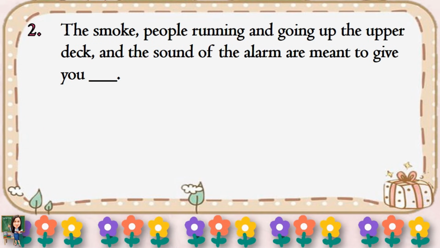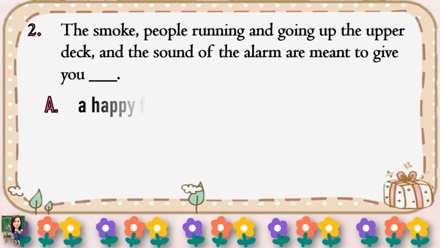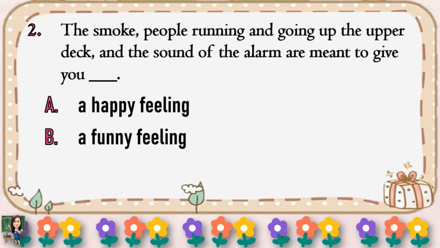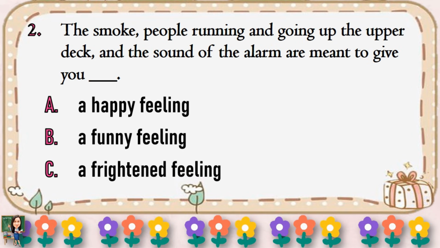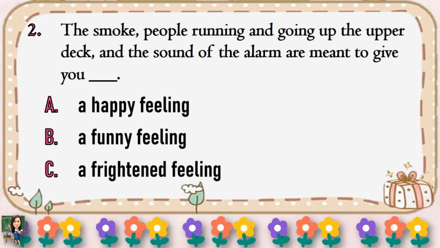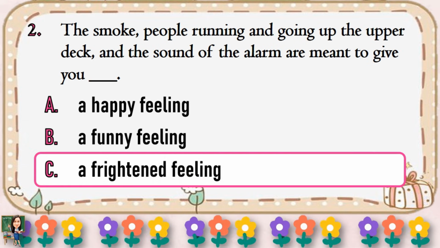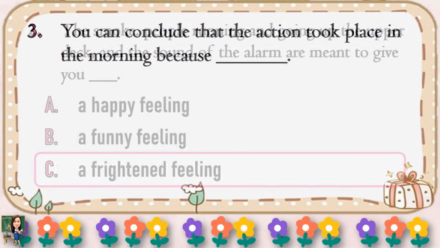Number 2. The smoke, people running and going up the upper deck, and the sound of the alarm are meant to give you A. A happy feeling, B. A funny feeling, or C. A frightened feeling. What is the correct answer? Very good! The correct answer is letter C. A frightened feeling.